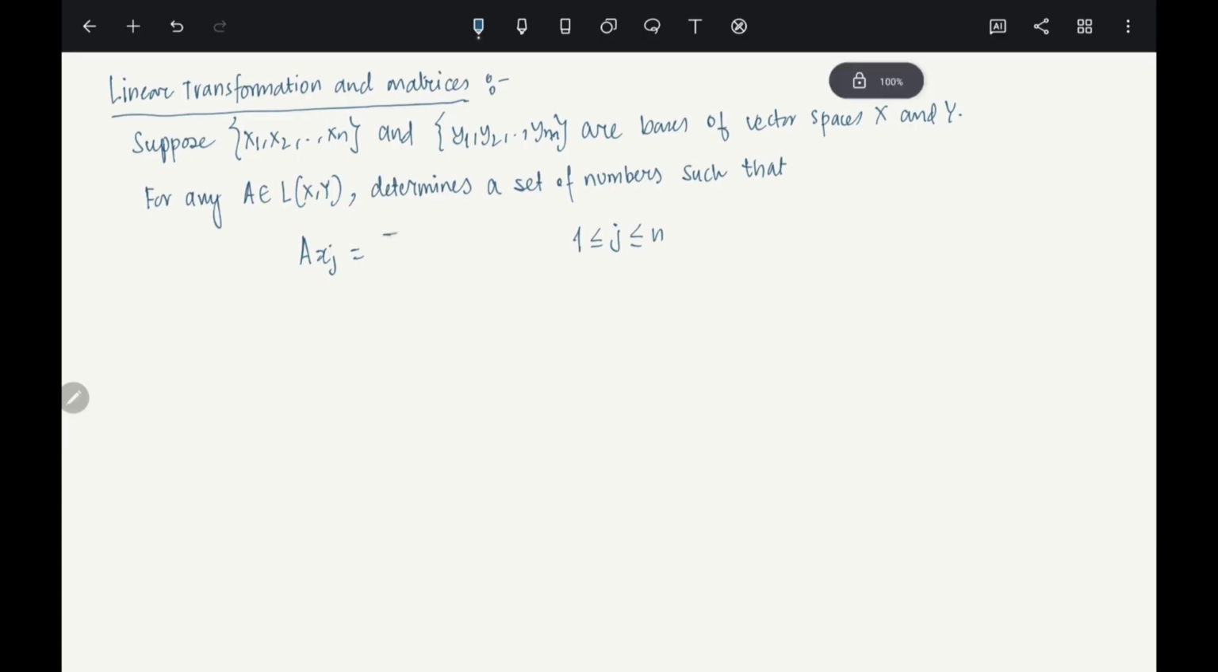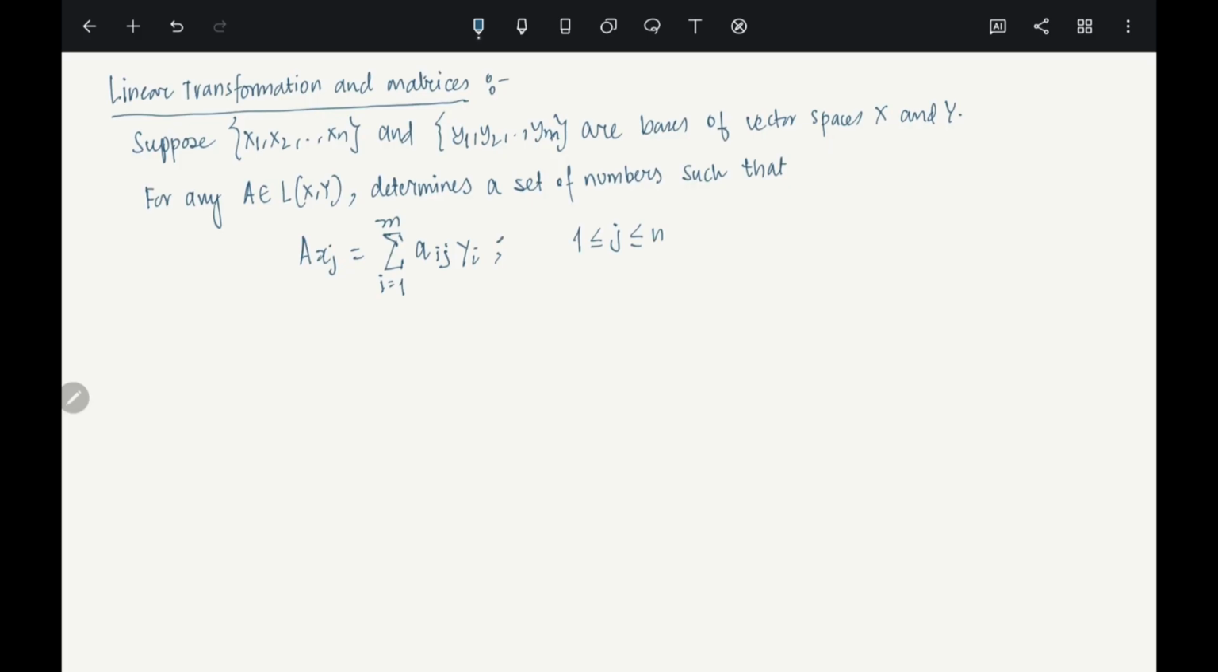So you can write it in terms of a summation, the sum of a_ij y_i, where i varies between 1 and m. It will be a linear combination of the y_i's, and we can always write it this way, and this holds for all j between 1 and n.